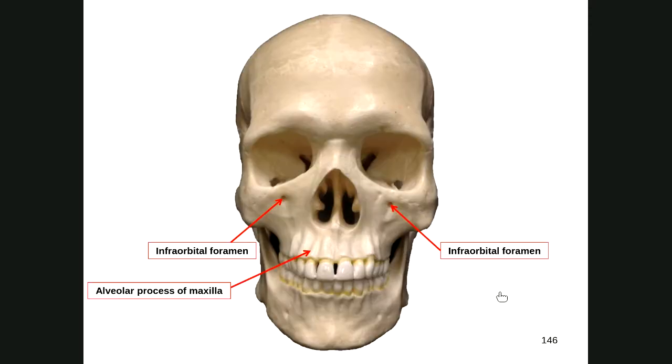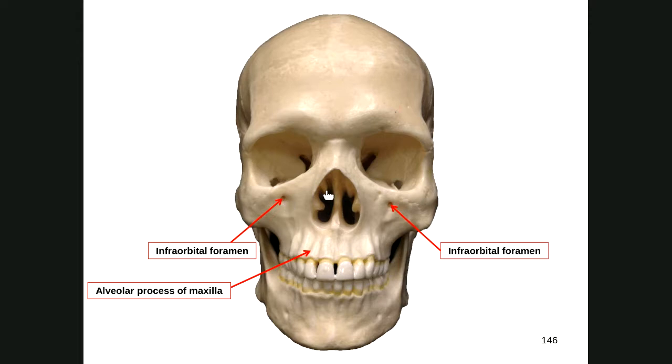And then on the anterior view, you can see it quite well. You've got these two holes underneath the eyes, the orbits there, and those are the infraorbital foramen. So if you have a supraorbital foramen, you'll also have an infraorbital foramen right below it.